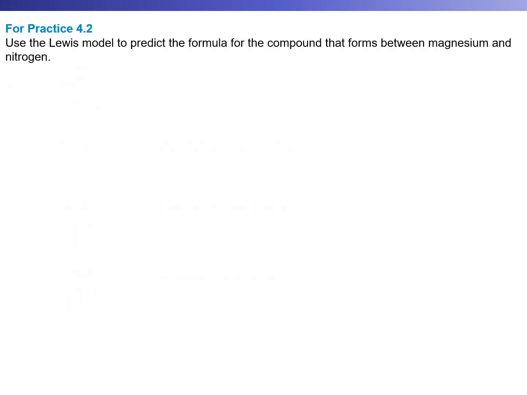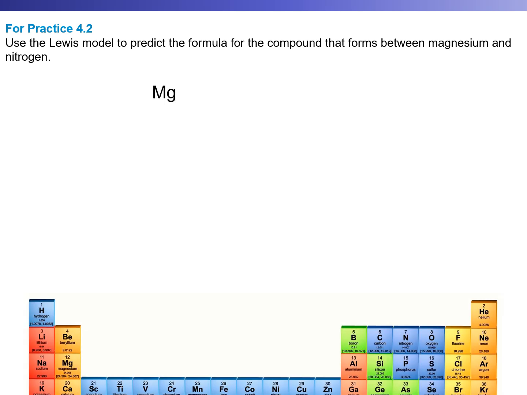All right, question 4.2 wants us to use the Lewis dot method to predict a formula for a compound that is formed by the ions of magnesium and nitrogen. All right, so let's go ahead and bring up magnesium. And for this, I do want to bring in the periodic table because that's going to tell us a little bit about the valence electrons in these main group elements. And I'm going to go ahead and label the columns of these main group elements.